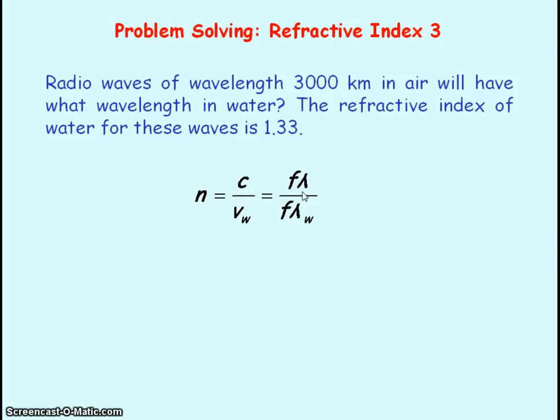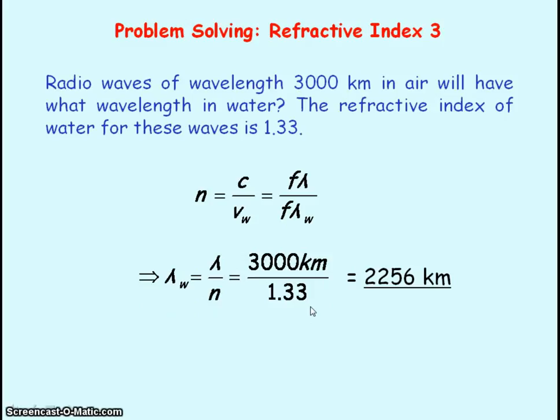And so if we rearrange this equation to make the wavelength in water the subject, then that will equal the wavelength in air divided by the refractive index. And if we substitute in these values, that gives us the wavelength of the radio waves in water as 2,256 kilometers.